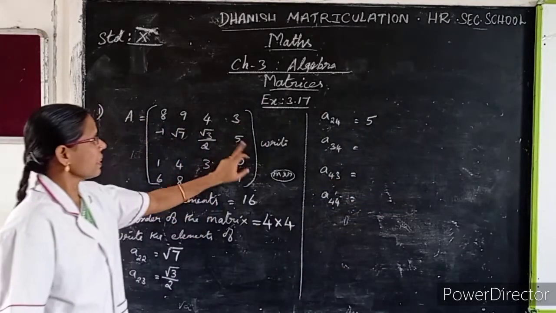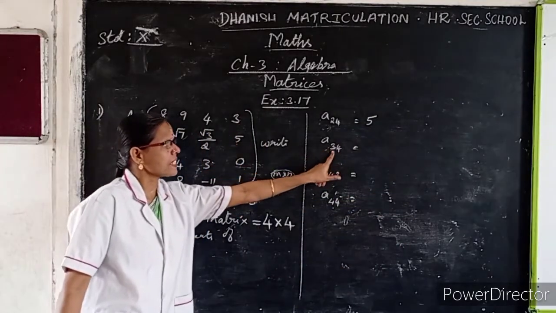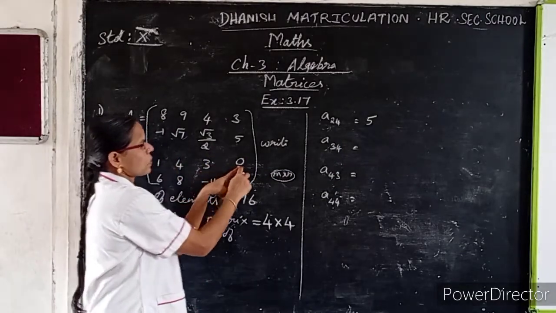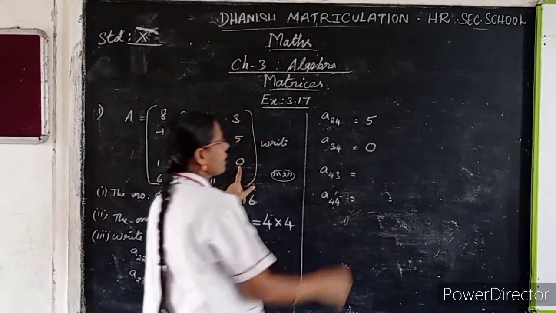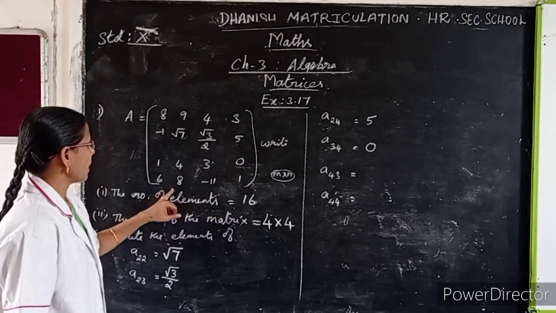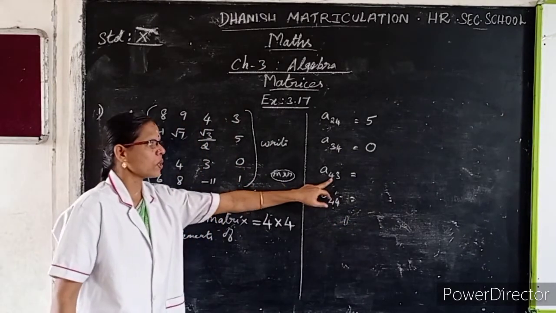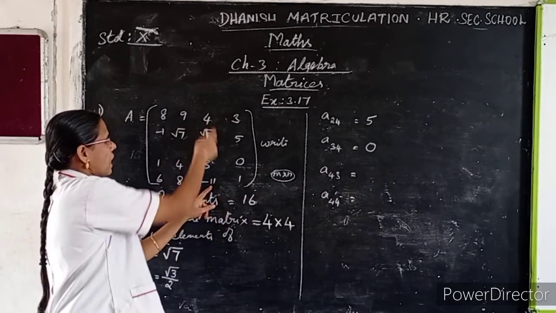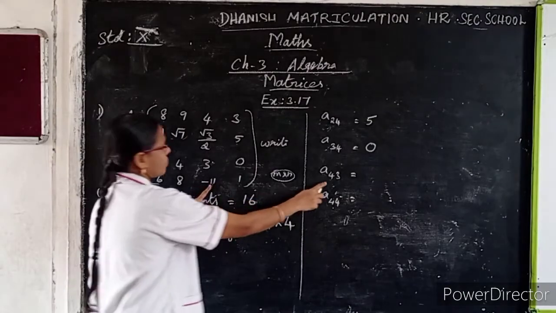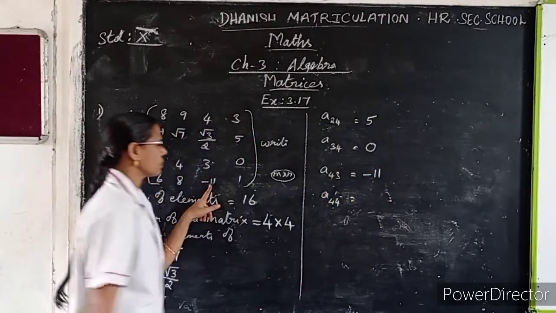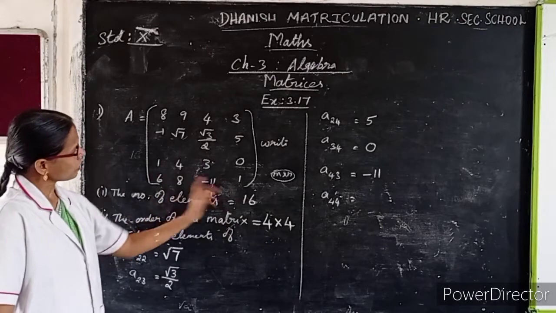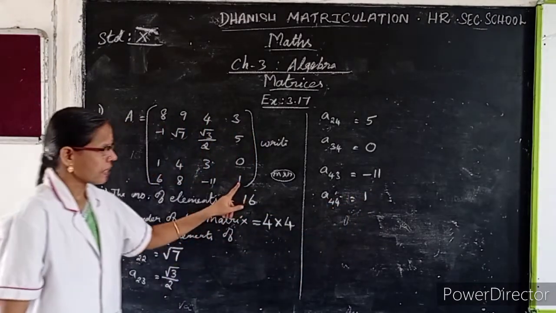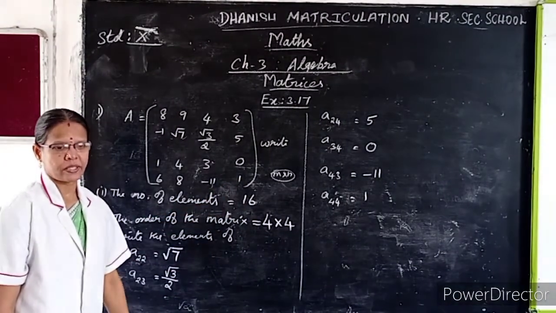Fine. A34 means third row, fourth column. This is third row, fourth column. So this one is A34. A43 means fourth row, third column. This is fourth row, third column. So this element A43 is minus 11. A44 is fourth row, fourth column. So this one is the A44 element. That's our answer for the first question.